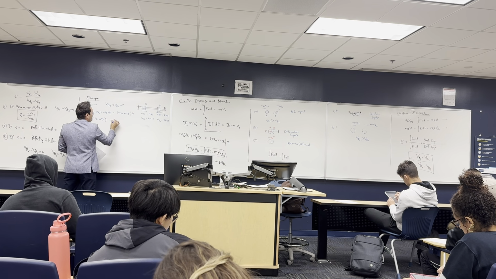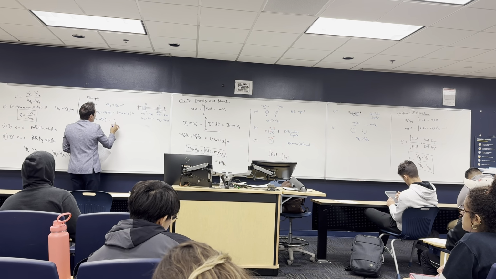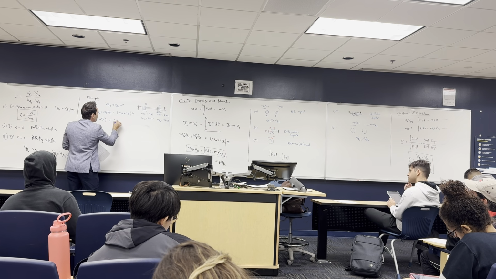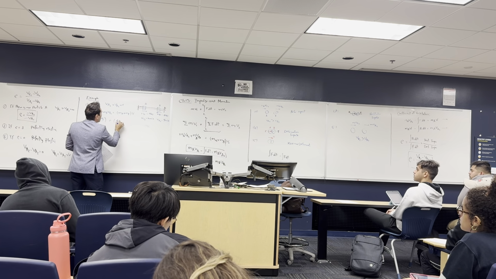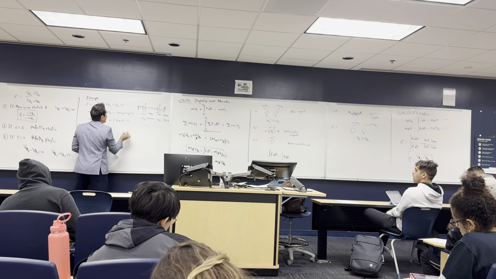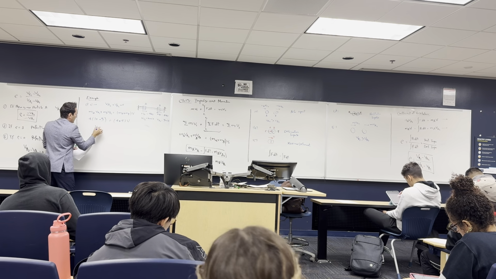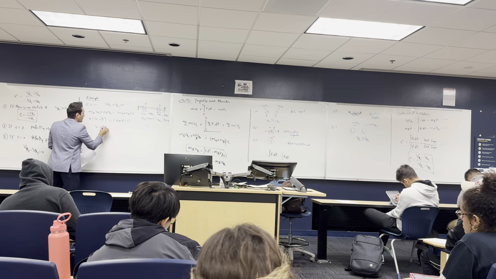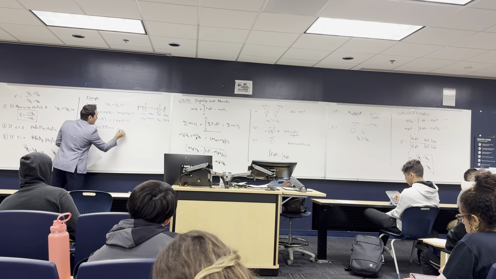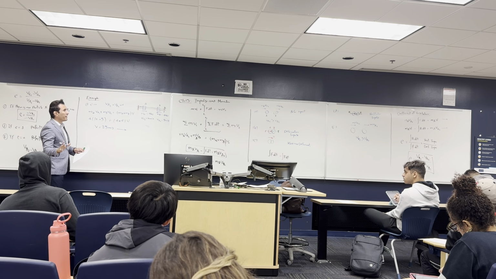And here I have MA is 4 plus 4 multiplied by V, which I don't know. So V is going to be equal to 2.5 meters per second, and it's positive, and it's moving this way. And that actually makes sense. Why?